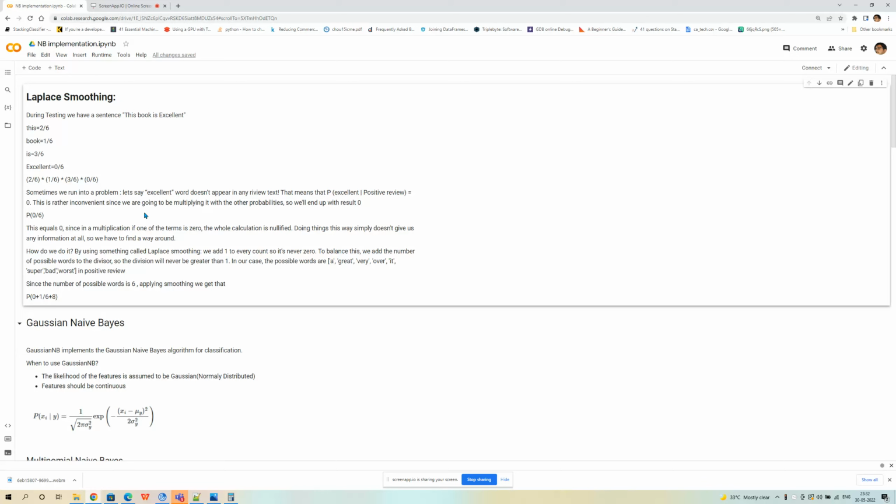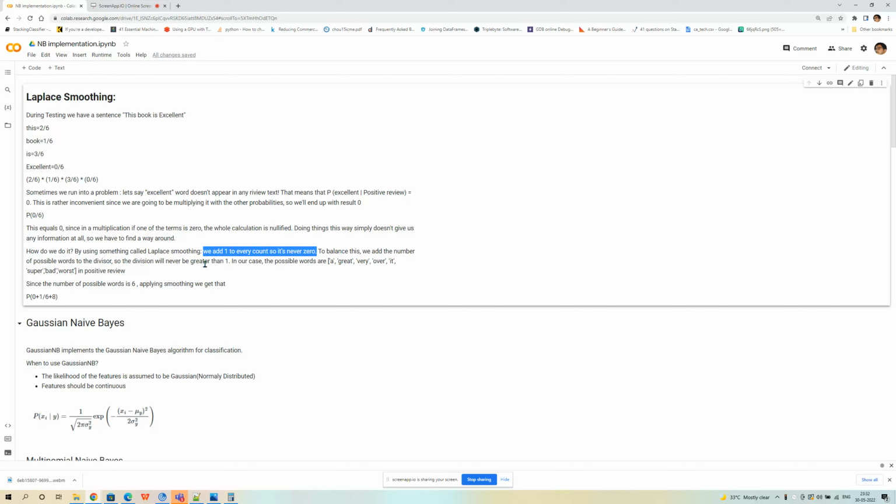people came up with something called Laplace smoothing. So what they're trying to do is, instead of just giving 0 divided by 6, where everything becomes 0 if you multiply everything, the result will be 0. So they just add 1 to the numerator. We'll add one to every count, so it's never zero.